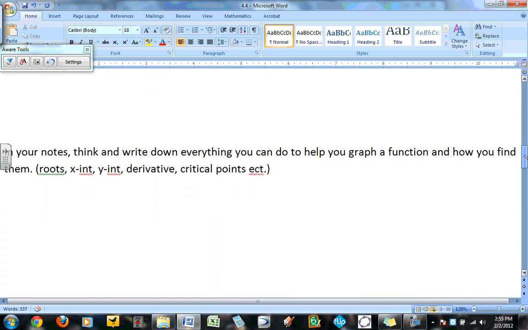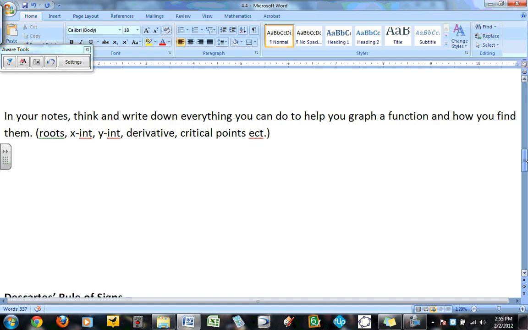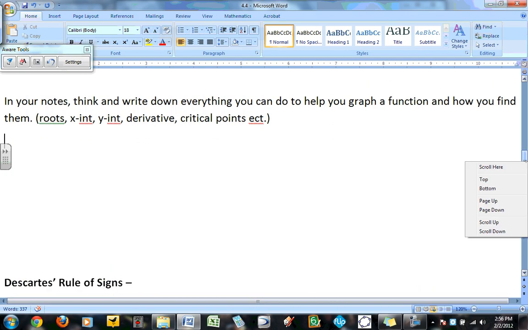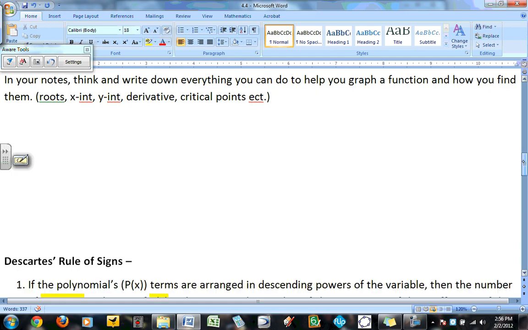And then in your notes, I want you to think and write down everything you can do to help you graph a function and how you do those things. For example, we've learned how to find roots, which are the x-intercepts. You know how to find the y-intercepts. You know that you can take the derivative, which is going to tell you whether it's increasing or decreasing on a certain interval. It's going to tell you critical points. You also know your axis of symmetry if it's a quadratic function, stuff like that. Go ahead, look through your notes, put it all together on one page so you have it in one place, and label it things to help you graph, and what it does for you. That'll help you organize what we've been doing so far this trimester.